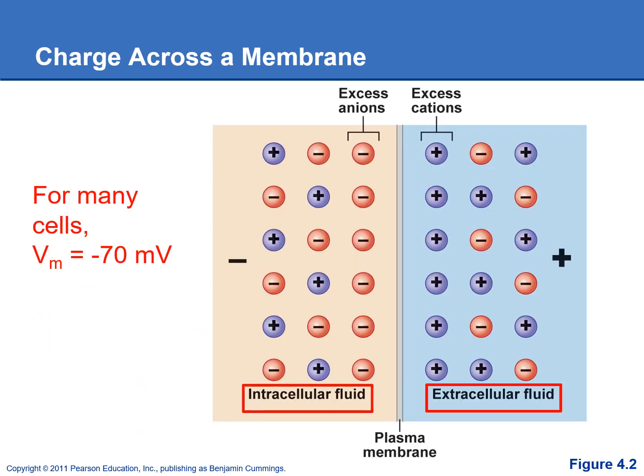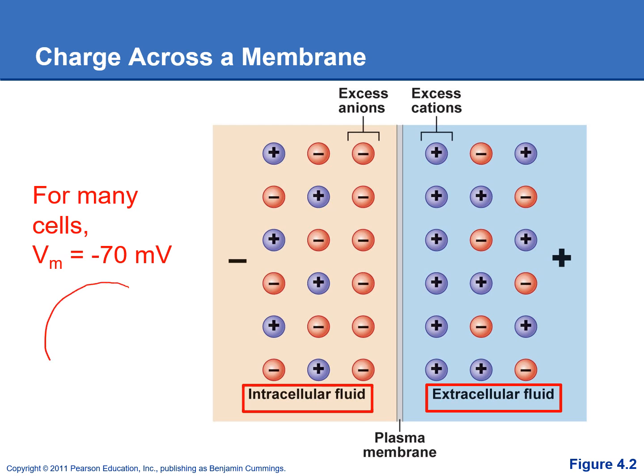Okay, so this is, realistically, what's going on with the cell. This picture from your book is showing you inside the cell on the left, the intracellular fluid, and it's showing you that there are more anions, more negatively charged ions, inside the cell than outside the cell. For many of the cells of the body at rest, we call it the resting membrane potential. And by at rest, we mean they're not sending or receiving any signals. They're just sitting there, not doing anything.